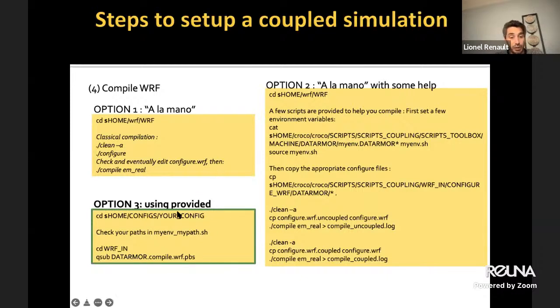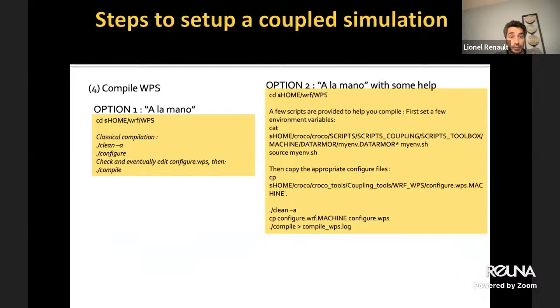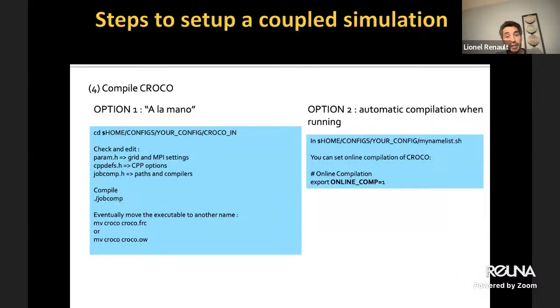And you can also compile it directly using our script. After doing create config, you will have a folder named Benguela, for example, or Chile. Then you have to put all the paths here and the libraries you want to use. And then you just have to do that, and it should be able to compile the code. Same for WPS, but I will go to the next one.